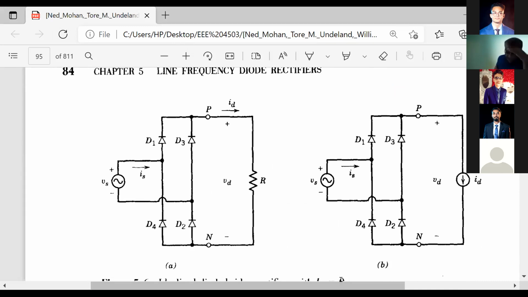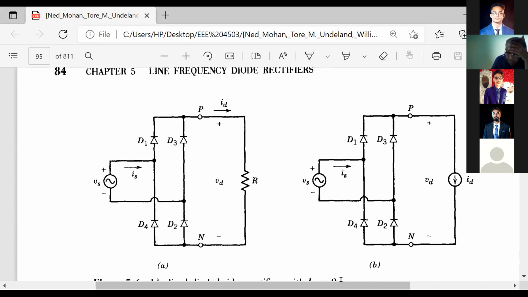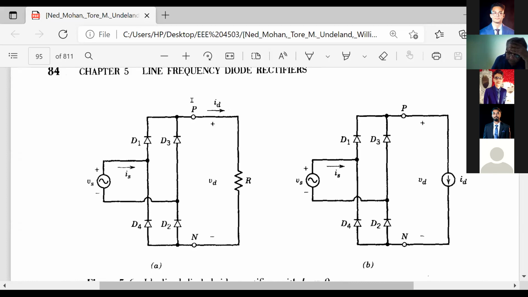Okay, good. So the first figure there is the line frequency diode rectifier, and here, look here, is there any inductance? No, sir. So we have omitted the inductance here. That means LS, the source inductance, we have taken as 0. We will consider it later, of course, and what is the effect. If you don't forget, in the 5th semester I have taught this.